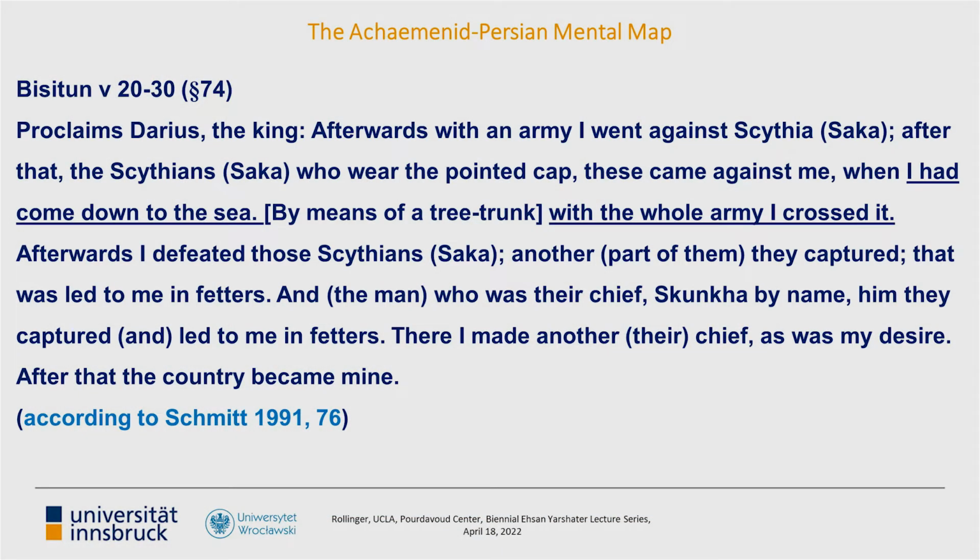Proclaims Darius the king: afterwards with an army I went against Scythia, so the eastern border of the world, the Saka. After that, the Scythians, who wear the pointed cap, this is the Saka Tigrakhauda, these came against me when I had come down to the sea.